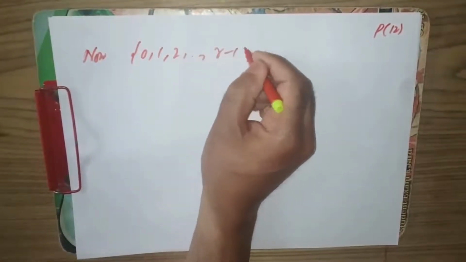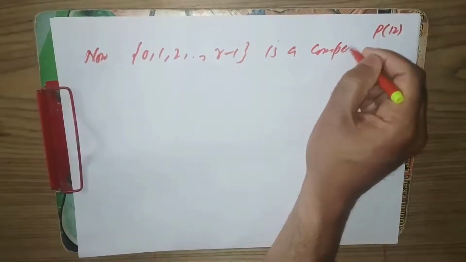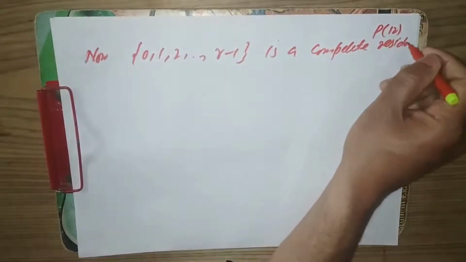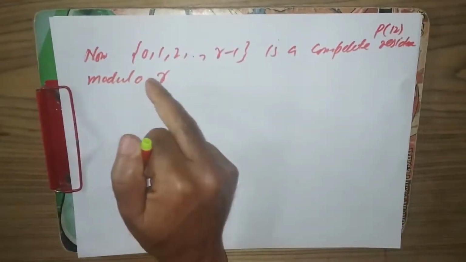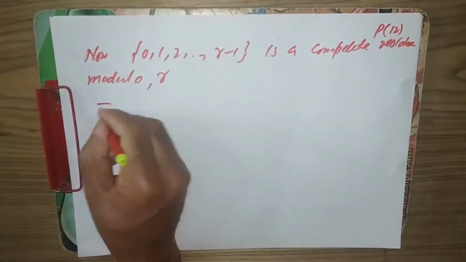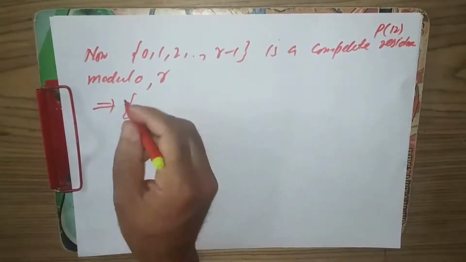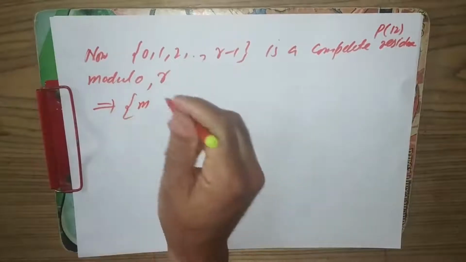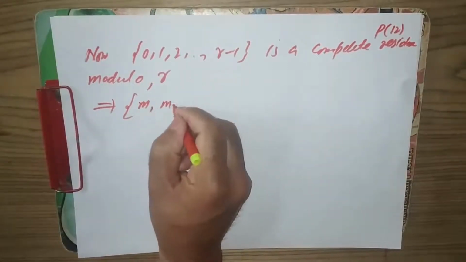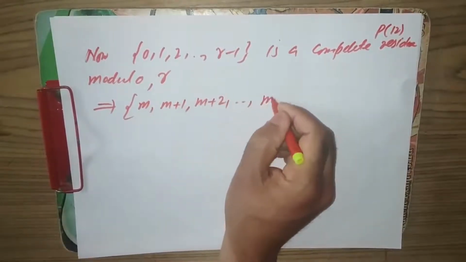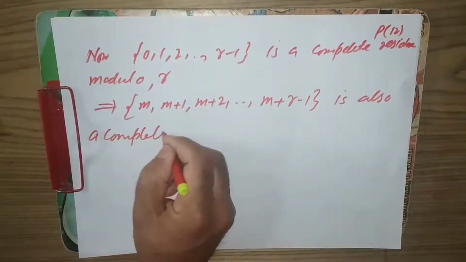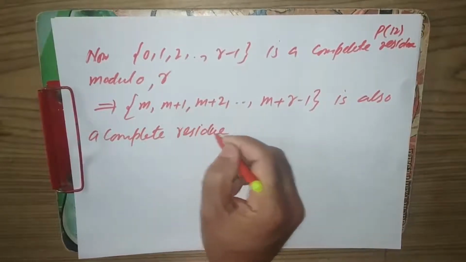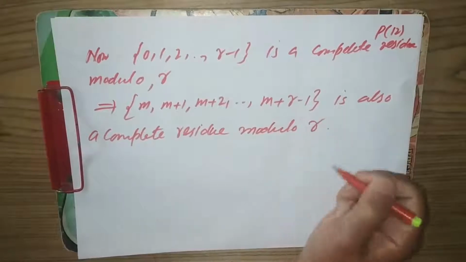Okay. Now, this set 0, 1, 2, and so on up to r minus 1 is a complete residue modulo r. In fact, they are also incongruent to each other modulo r. So this implies the set that you have already done in number 3 course, the set M, adding M to each number, M plus 1, M plus 2, up to M plus r minus 1, is also a complete residue modulo r.